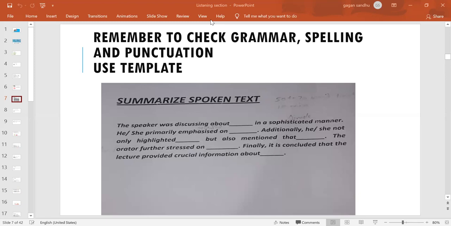So give me a second. I'll just play you one short lecture quickly. It will be just 60 to 90 seconds long. It won't be more than that, right? Just a second. Give me a second here, please.